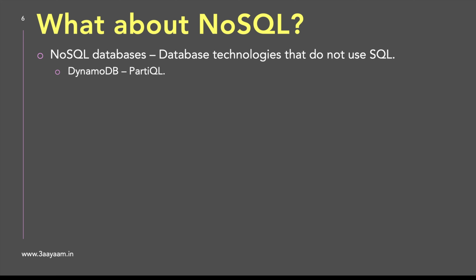Now we have NoSQL databases like DynamoDB, which is AWS's most popular NoSQL database. Not only for AWS, it is also one of the top 5 most popular NoSQL databases. DynamoDB has an interface called PartiQL, which gives a SQL interface to run ad hoc queries on top of DynamoDB.